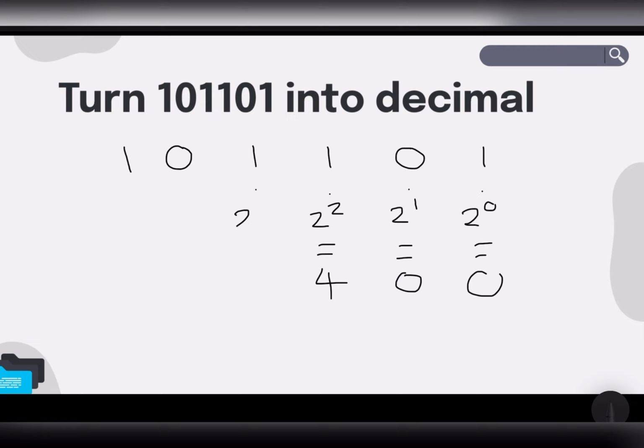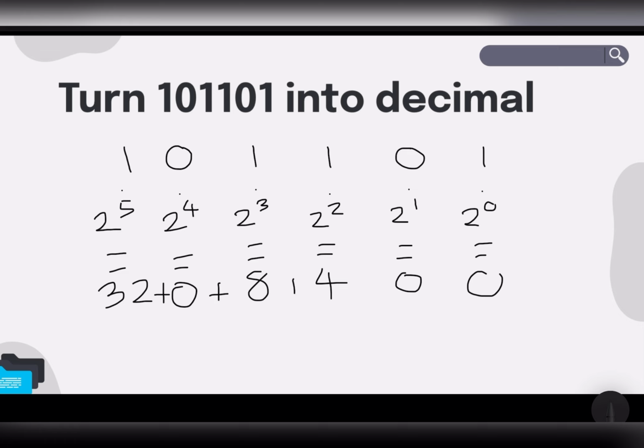1 times 2^3, which is 8. 0 times 2^4, which is 0. And finally 1 times 2^5, which is 32. And finally you add all these numbers up together, and the answer for this question is 44.